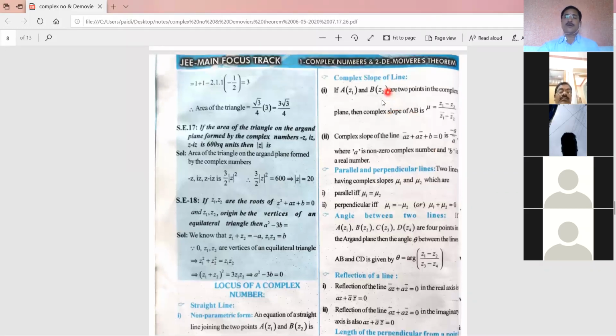Here it is. The complex slope of the straight line joining the two complex numbers z1 and z2: in coordinate geometry, we denote the slope with m, and here in the complex plane it is denoted by mu. That is a matter of notation. So the slope of the straight line joining the two complex numbers z1 and z2 is given as (z1 minus z2) by (z1 bar minus z2 bar).